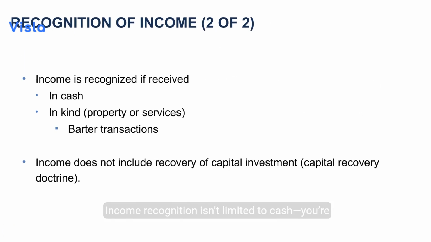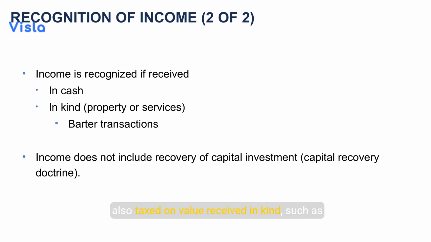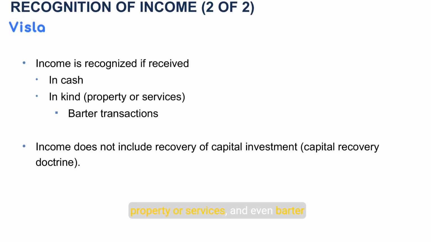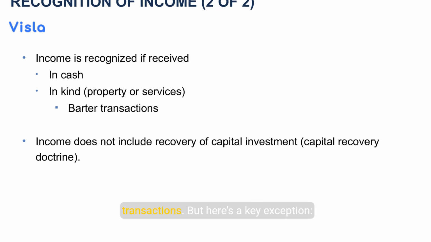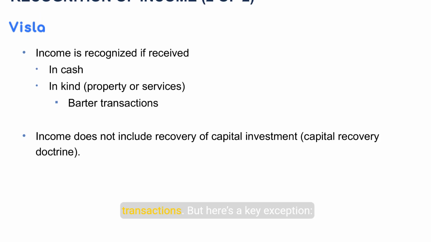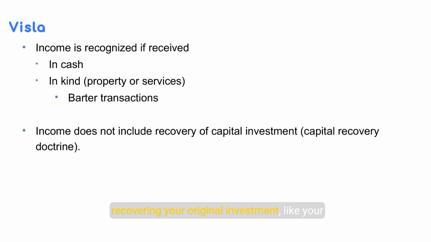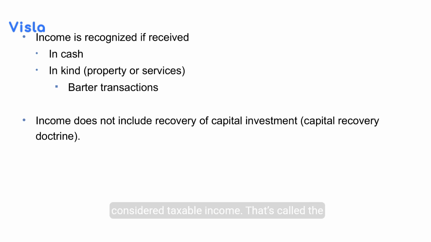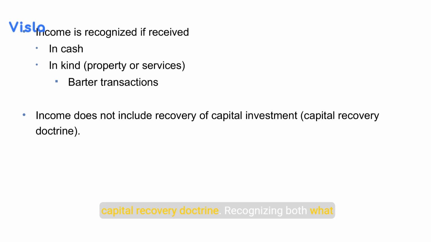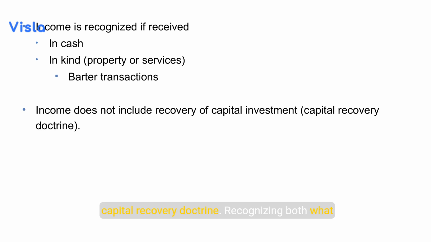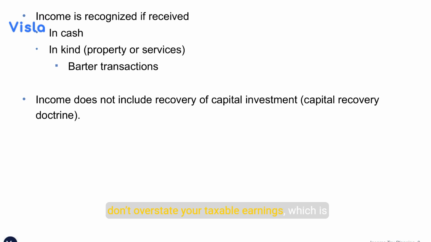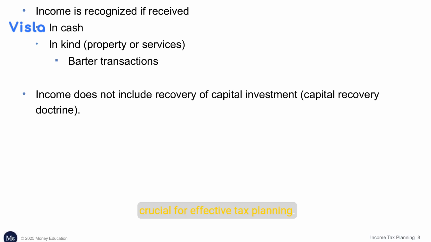Income recognition isn't limited to cash. You're also taxed on value received in kind, such as property or services, and even barter transactions. But here's a key exception. Recovering your original investment, like your initial deposit in a savings account, isn't considered taxable income. That's called the capital recovery doctrine. Recognizing both what counts as income and what doesn't ensures you don't overstate your taxable earnings, which is crucial for effective tax planning.